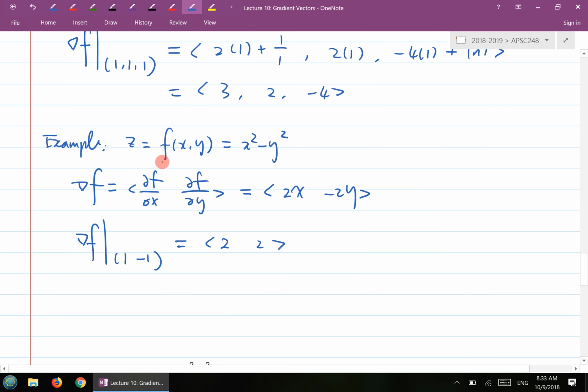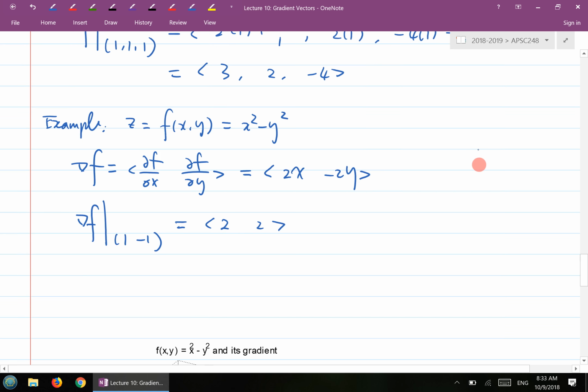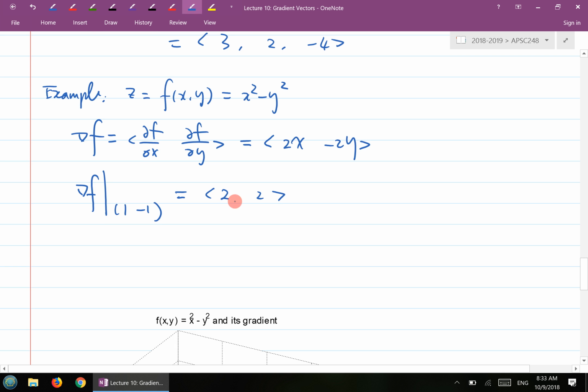Now this one here is a function of 2 variables, and you calculate the gradient vector. When you have a function of 2 variables, its gradient vector is a 2D vector. Then you plug in certain values, and you get a 2D vector in the xy plane. So for example, how do I sketch this gradient vector 2, 2?